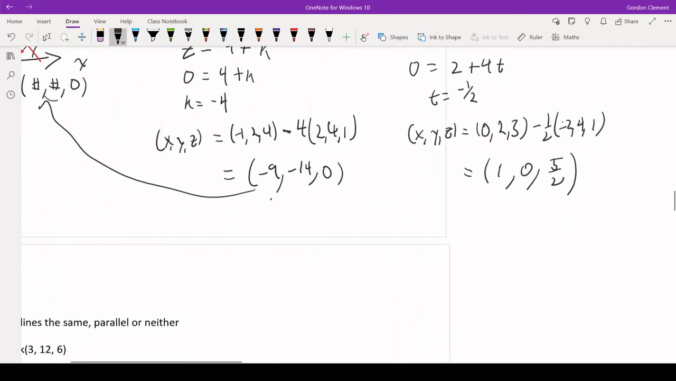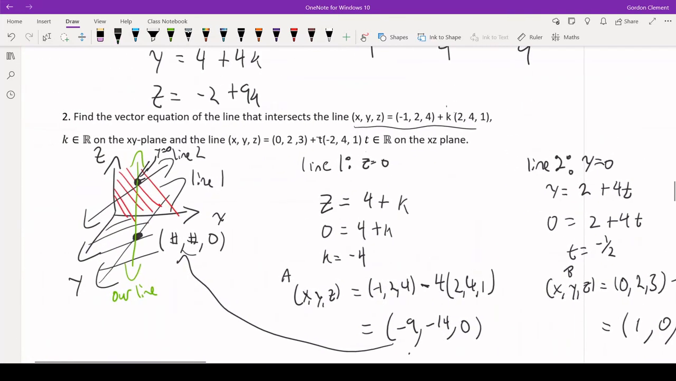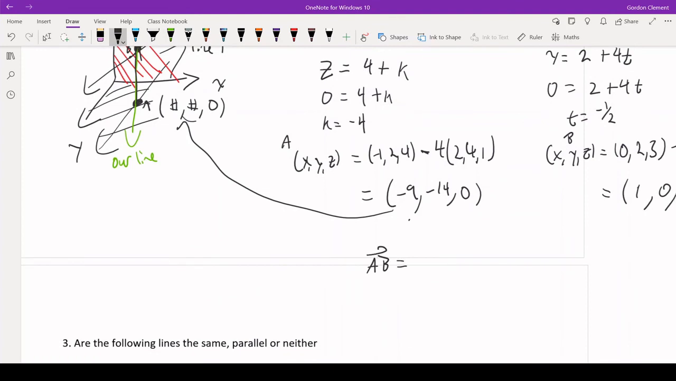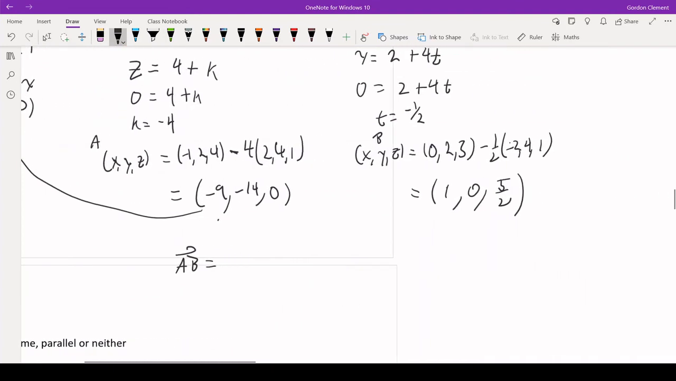And then what we're doing is we're going to make the vector equation. So maybe I'll call this point A and this point B. So that's A, that's B. We're going to get the vector equation of that line. So we need the vector that connects A to B, which again, we're going to do B minus A.